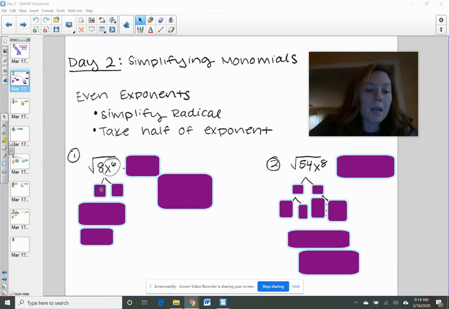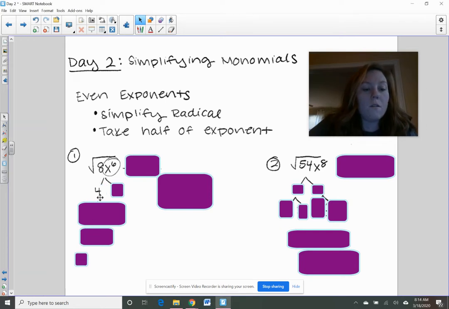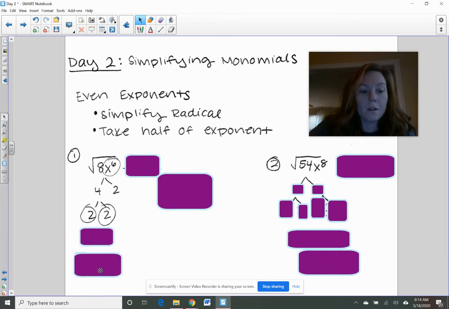So I could break 8 down into 4 times 2, right? And then 2's done since it's prime, but then I could break down 4 even more, right? So 2 times 2. So I have a pair of 2's and 1 left over. So this pair is going to go on the outside. This 2 is going to be left in the radical. So my final answer is 2 radical 2.